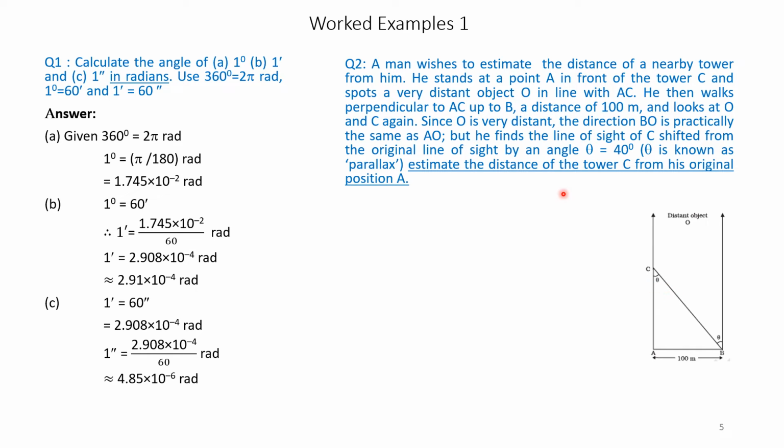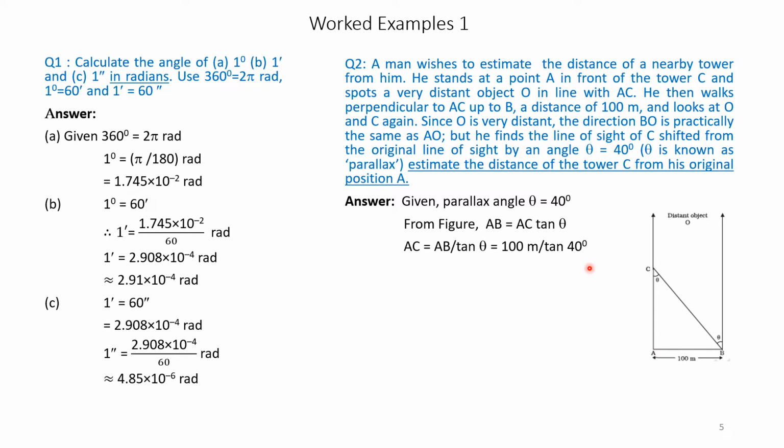And we are required to calculate the distance of tower C from his original position. So we have to find the distance AC. Let us work it out. Given the parallax angle theta is equal to 40 degrees. Therefore, from the knowledge of our geometry, AB is equal to AC tan theta. Therefore, AC is equal to AB by tan theta.